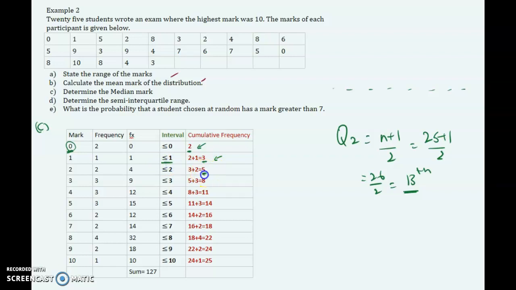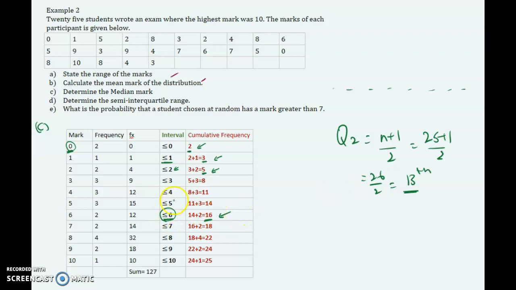Now, 5 means there are 5 values up to this line. So that means it is less than or equal to 2, which would mean 0, 1, or 2. Continuing, 16 here would mean these are the first 16 values. So that means it's 0, 1, 2, 3, 4, 5, 6, up to 6, less than or equal to 6.